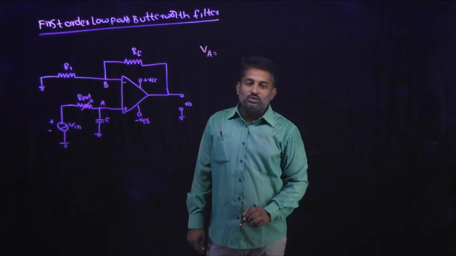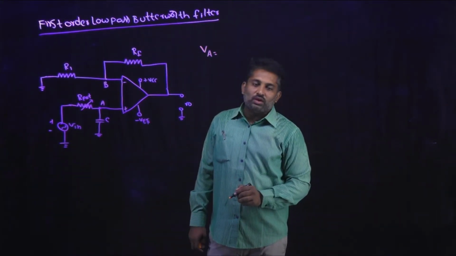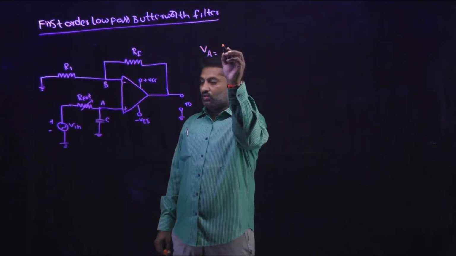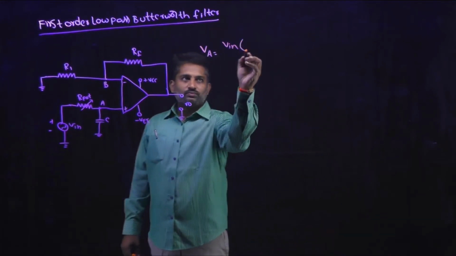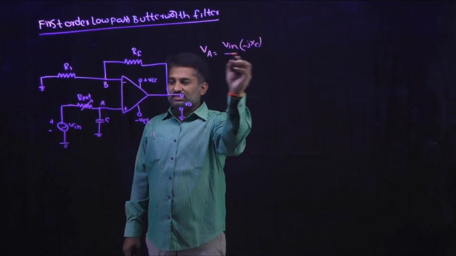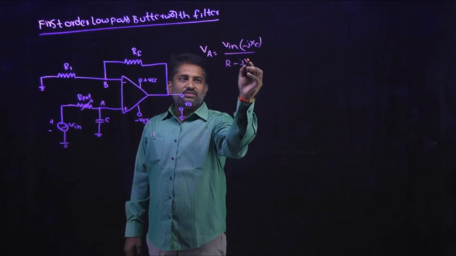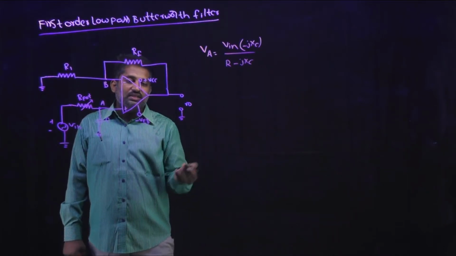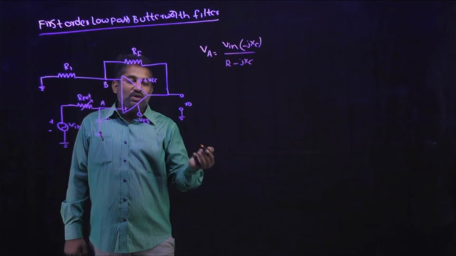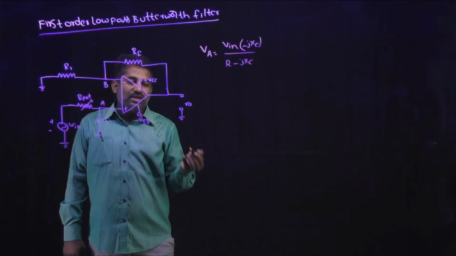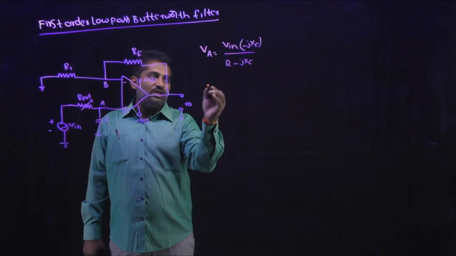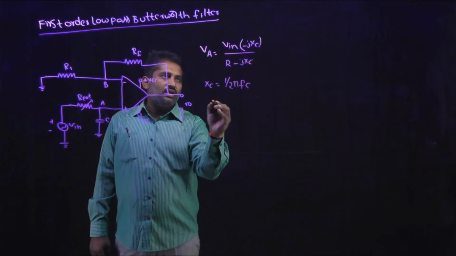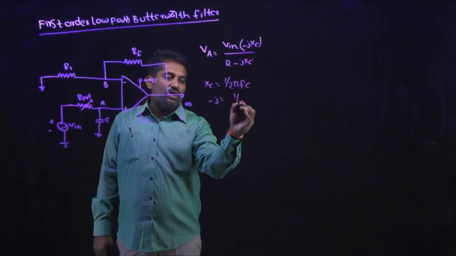First I want to calculate the potential at A. Using the voltage divider rule, we are going to calculate the voltage at node A. VA will be equal to Vin into minus jXC divided by R minus jXC. Just now I told you that the capacitive reactance is taken as XC, which is 1 by 2 pi F into C. So substitute that value, and minus j will be treated as 1 by j.